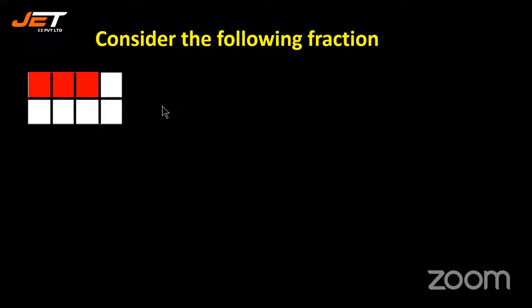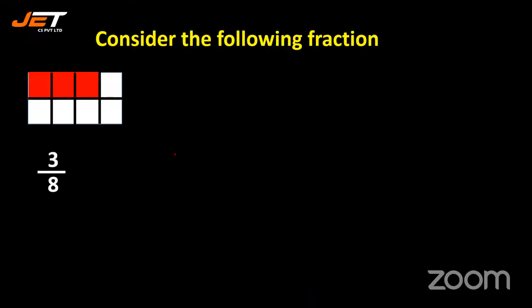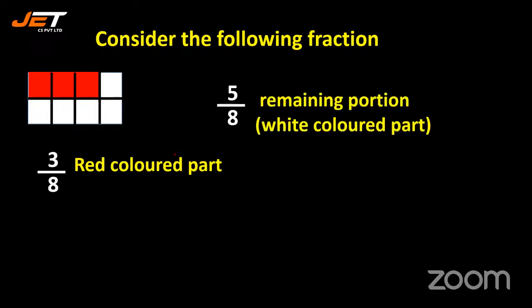Now tell me about this. So here, what is the fraction of colored parts? So the fraction of colored part is 3 by, total number of parts are 8. So 3 by 8, that is the red colored part. And 5 parts out of 8 equal parts, that is the non-colored part or white part or maybe remaining portion.